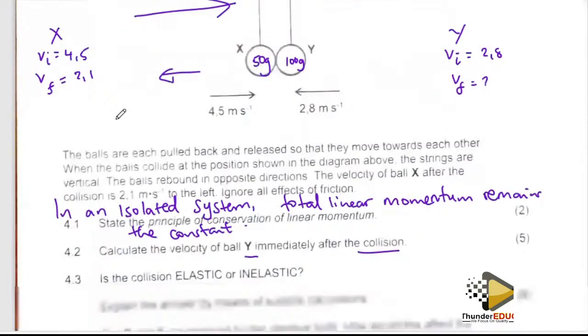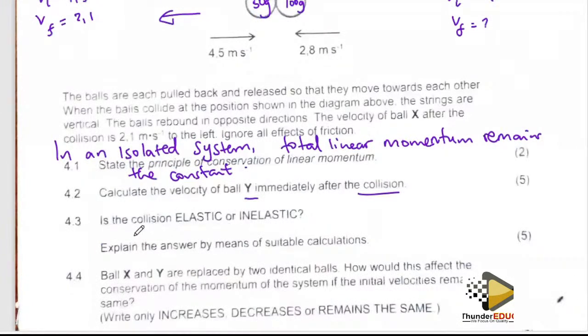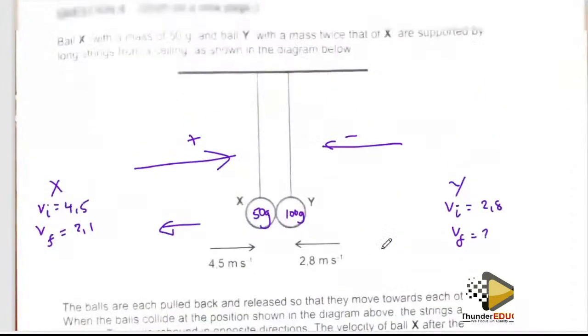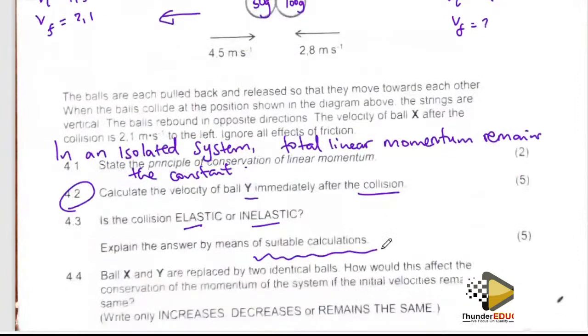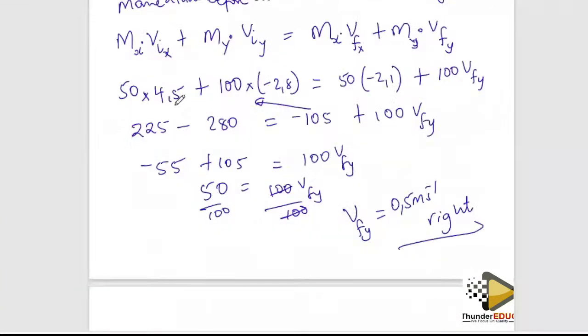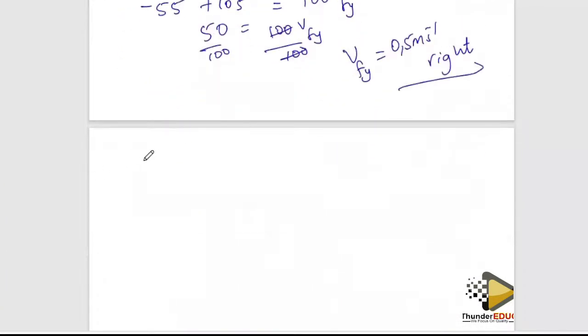Guys, that's how I would have determined my 4.2. Then 4.3: is the collision elastic or inelastic? Explain the answer by use of suitable calculations. Wow. Okay. So guys, what we said was, for as long as the collision is elastic, okay?